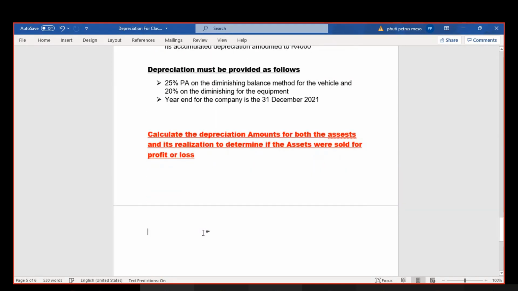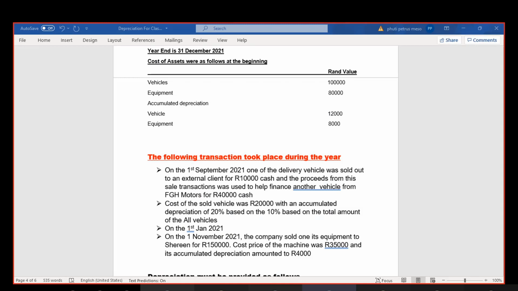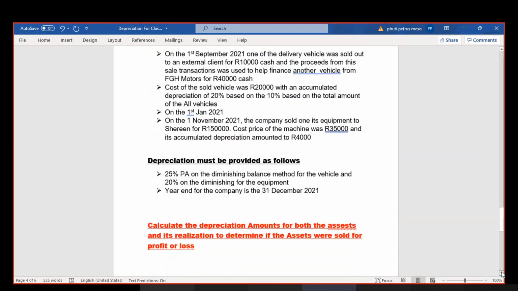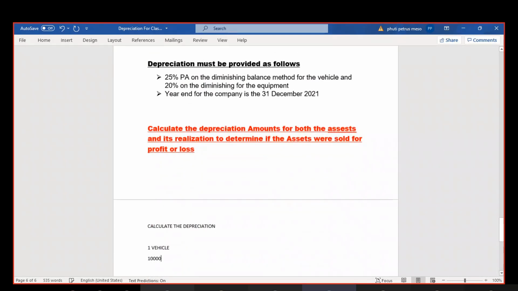So first things first, you calculate what? Calculate the depreciation, one being the vehicle. So what do you do then? I want to try to calculate the depreciation for the vehicle. All right, so it's the cost of the vehicle, the 100,000, minus the 12,000, multiplied by 25%.